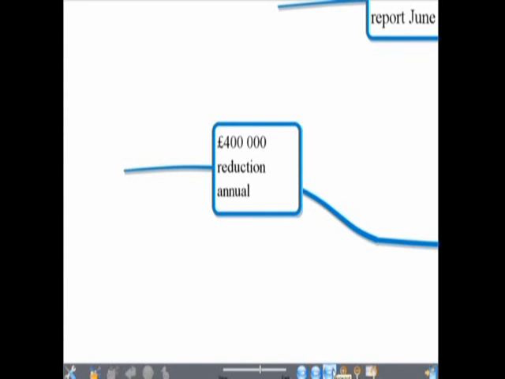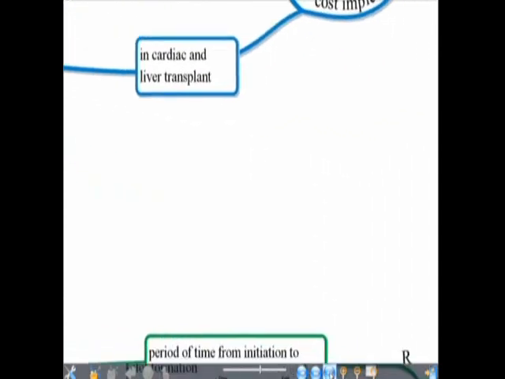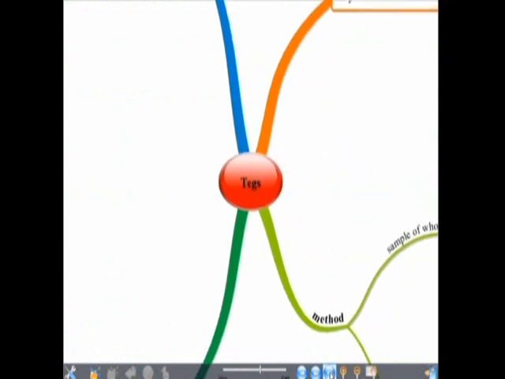But the downside is that so far there's no other robust data for other surgery at present, and the actual cutting down of intensive care inpatient stay has not actually been tested that well. But I think it's more to do with, I don't know, if used properly, in theory, this would reduce ICU waiting time.